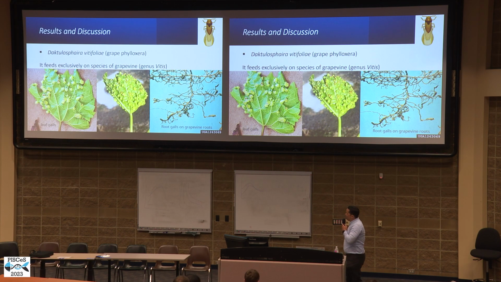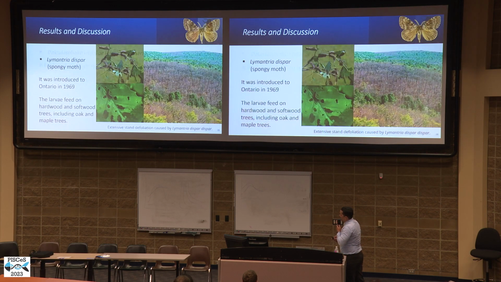The grape phylloxera feeds exclusively on grapevines, specifically the genus Vitis. It has a leaf gall form and a root gall form, with the root gall form being the most damaging. So it has had a significant impact on the wine industry, and it's also responsible for the mortality of grapevines.